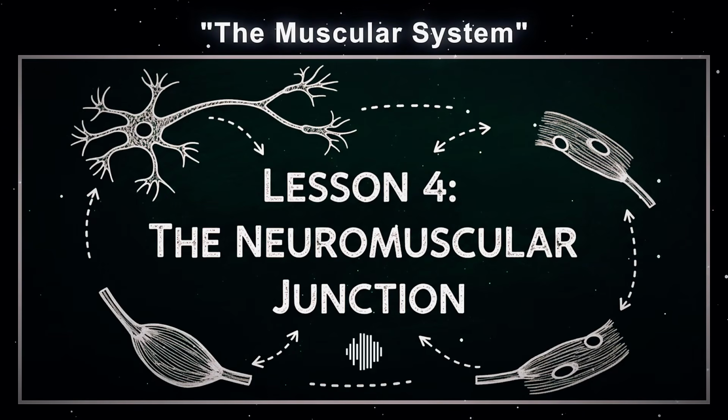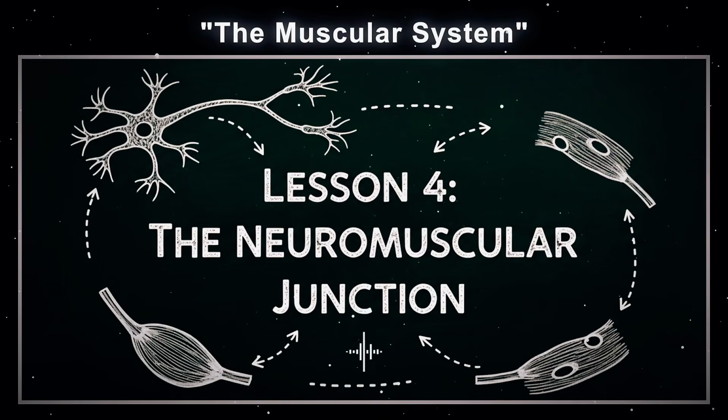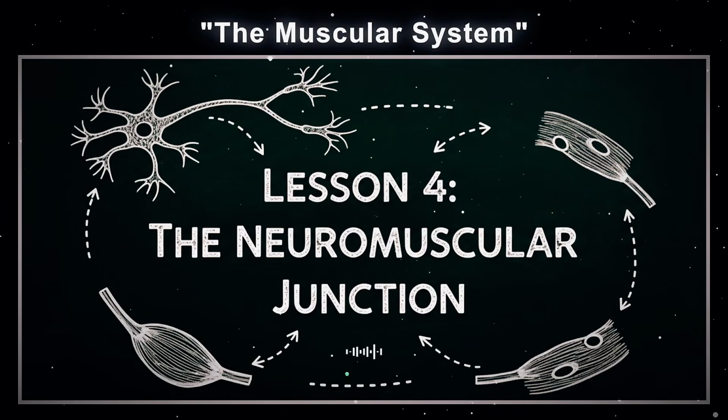In our previous sessions, we have been explorers of structure. We have mapped the gross anatomy of the muscles, and we have dived deep into the microscopic world of the muscle fiber to see the filaments of actin and myosin waiting in silence. We know the machine is built. We know the engine is assembled. But a machine, no matter how perfect, cannot start itself. It requires a spark. It requires a command.